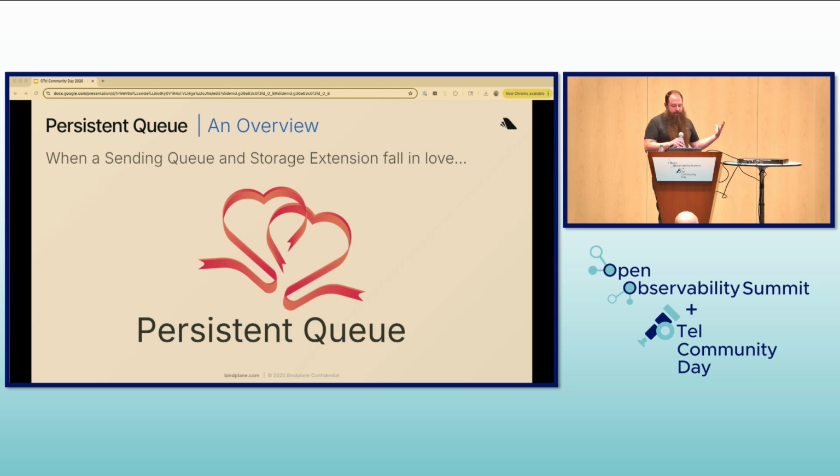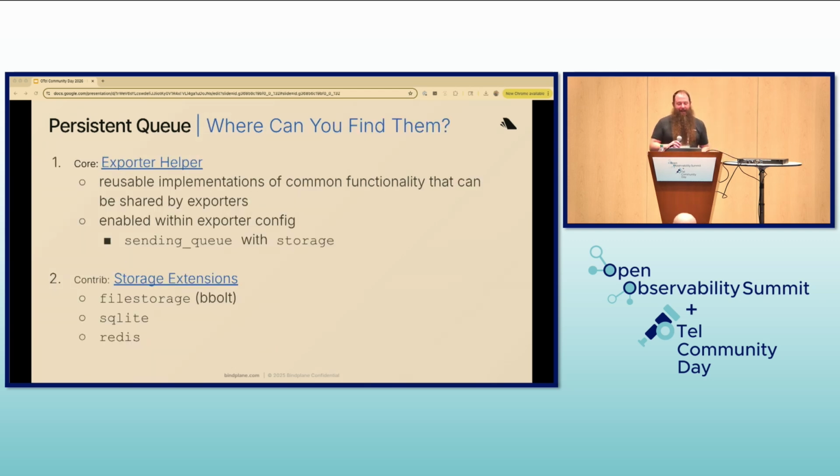And so when a sending queue and a storage extension fall in love, we get a persistent queue. Yeah, we could really stop it right there, and I think that's the real takeaway here. No, but seriously. So where do you find these when you're looking around the various repositories and so forth? Sadly, even with that love, they do not live in the same place.